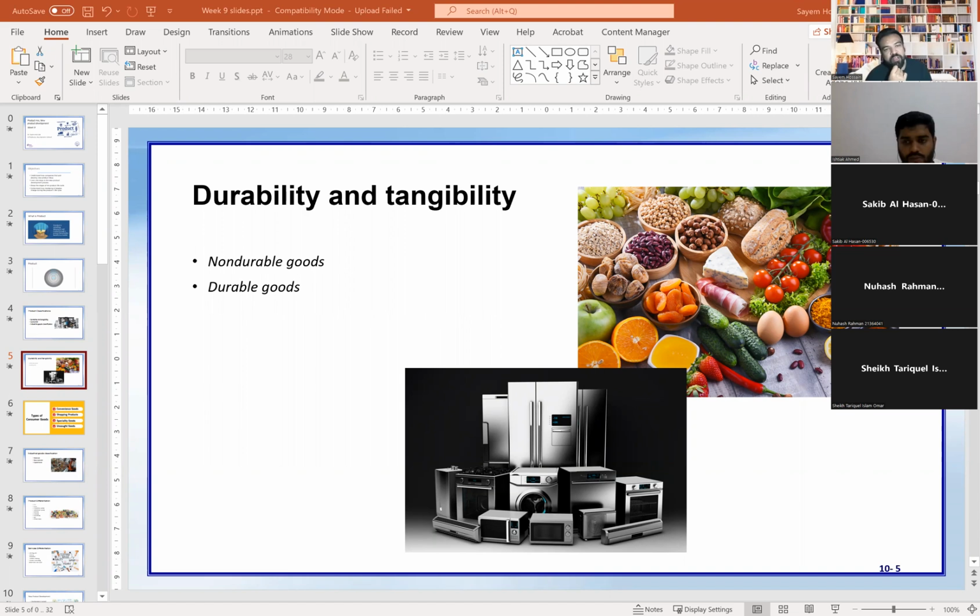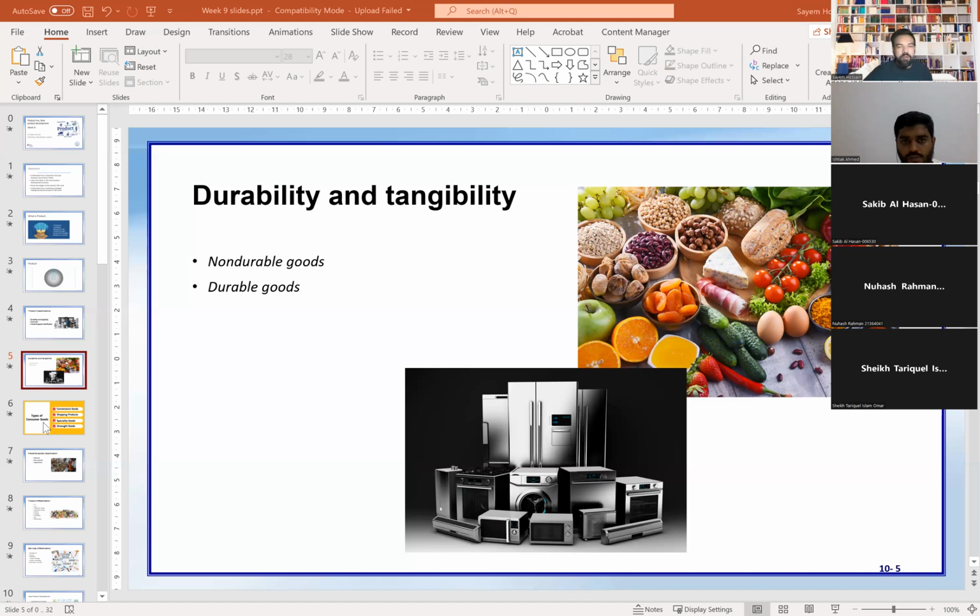So you can classify the product by durability and tangibility. When it comes to durability, a product could be durable or non-durable. When it comes to tangibility, a product could be tangible or intangible. Are we all clear on this one? Yeah, it's very simple. It's a very basic concept.